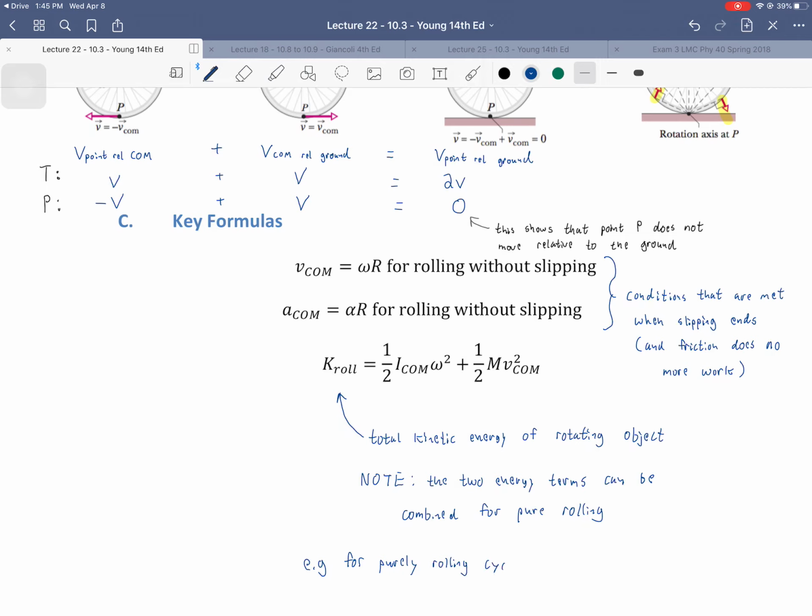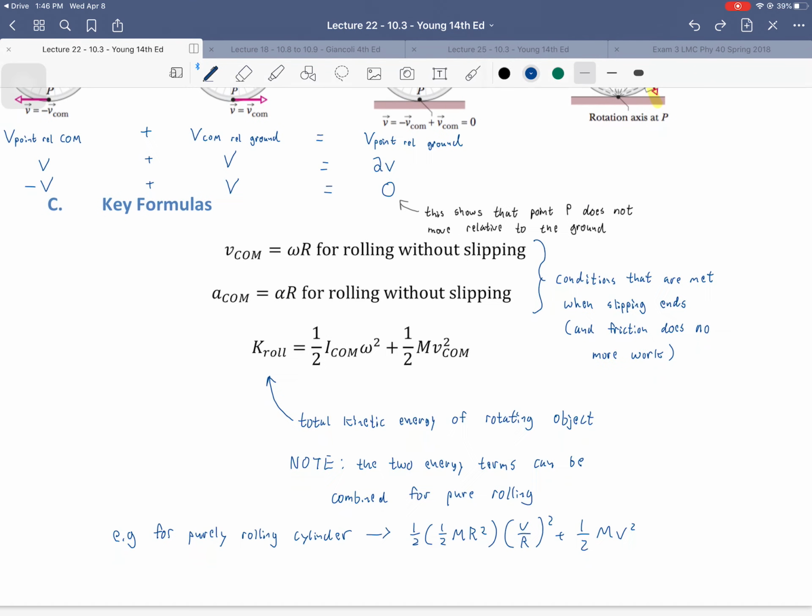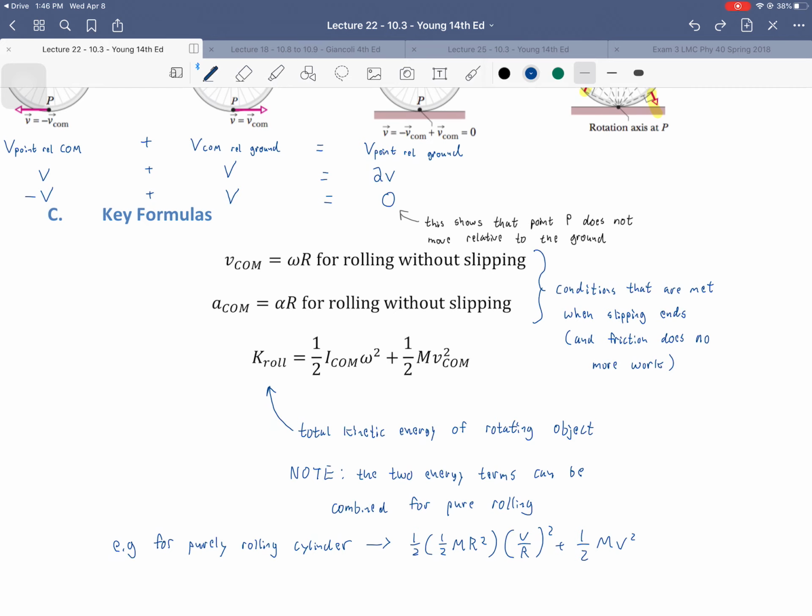Since that's a confusing idea, I'll do a quick example. For a purely rolling cylinder, we would have 1/2 times 1/2 mr squared, that's just the moment of inertia of a cylinder, times omega, which becomes v over r, squared. Over here we'd have 1/2 mv squared, because remember this v right here is v com, I just dropped the subscript. So we see that those are both like terms. They have the same units, an m and a v squared. We could have substituted v in terms of omega and had a similar expression, but we'll do it this way to simplify things.